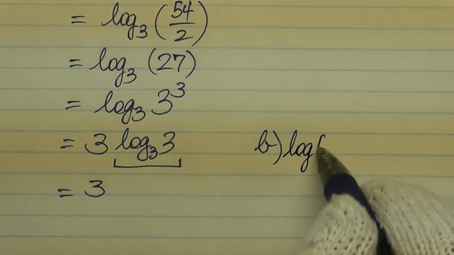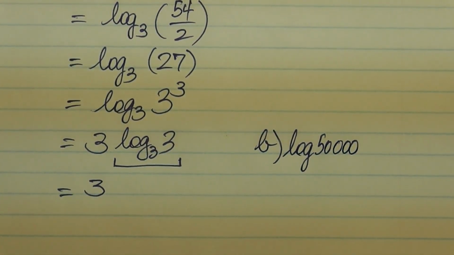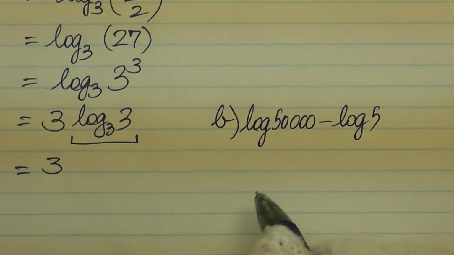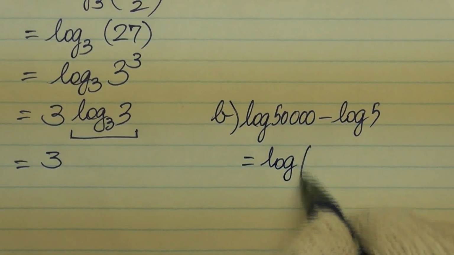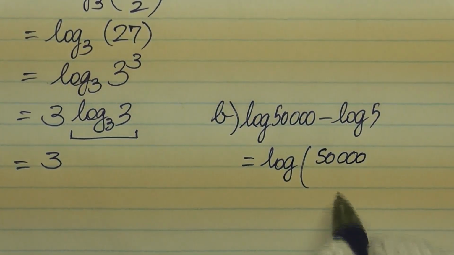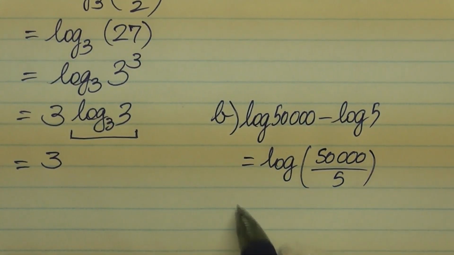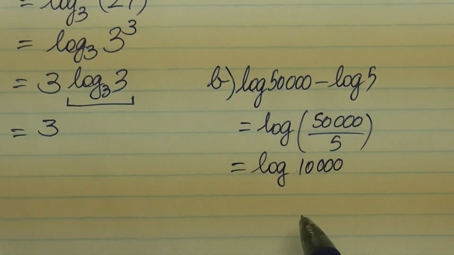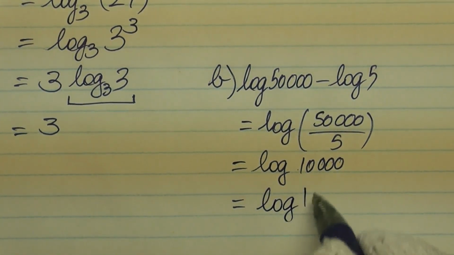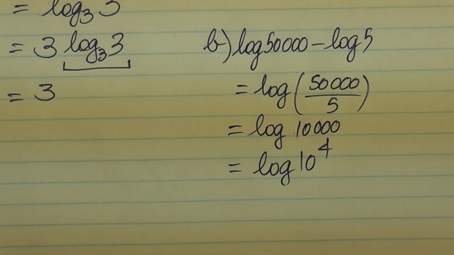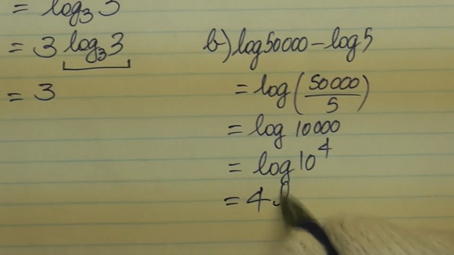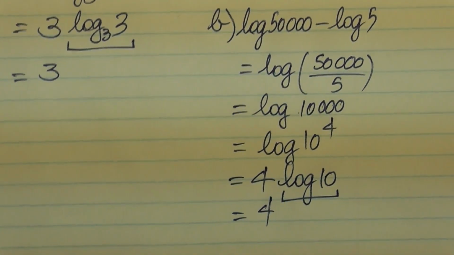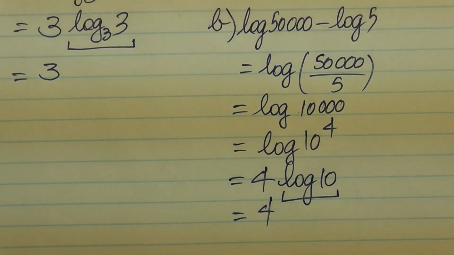Log 50,000 minus log 5. That's the same as log 50,000 divided by 5, so log 10,000. Log of 10 to the 4. 4 comes down. Common log of 10 is 1. It's not 2 or 3, it's 4.